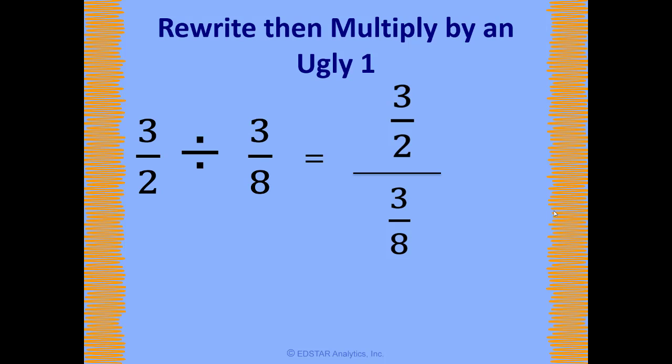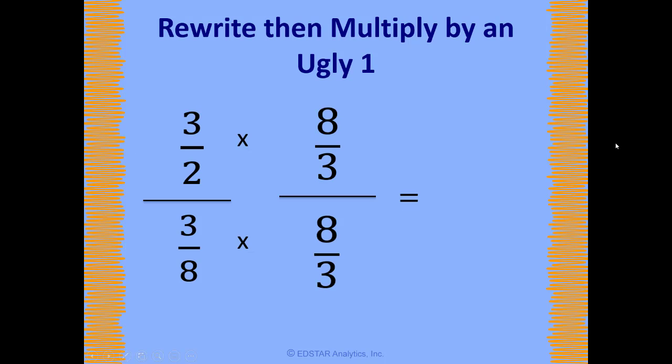We can write 3/2 divided by 3/8 as 3/2 over 3/8, because division you can always write as the first number over the second number, even if they're both fractions. It makes it ugly, but it's mathematically correct. So this problem can be rewritten as 3/2 over 3/8.